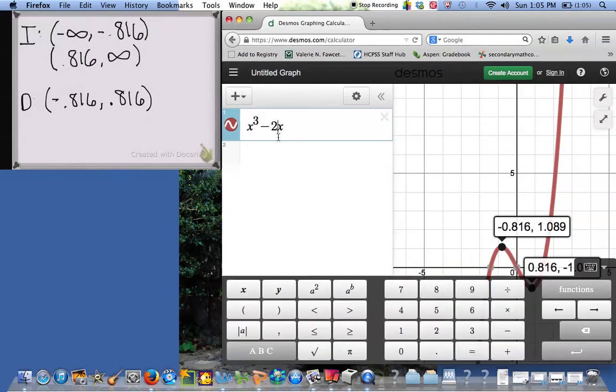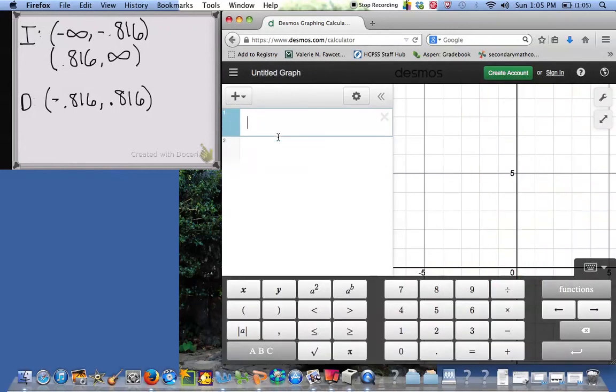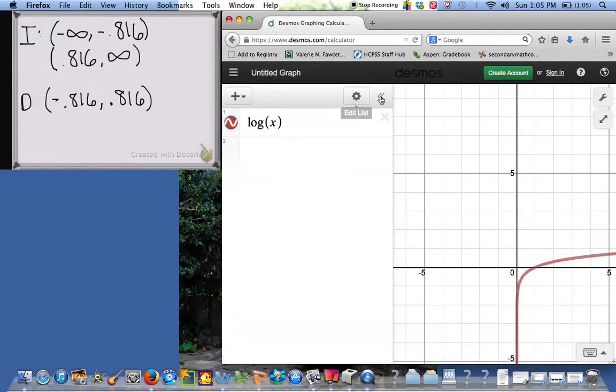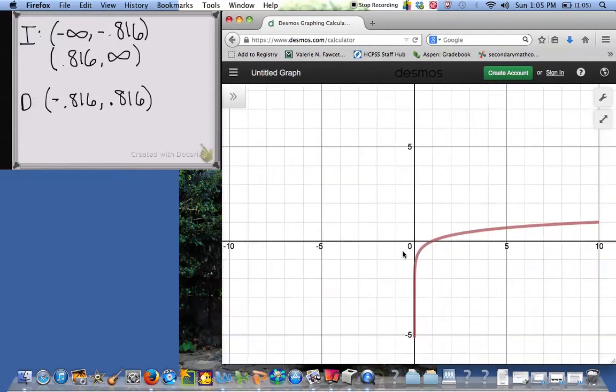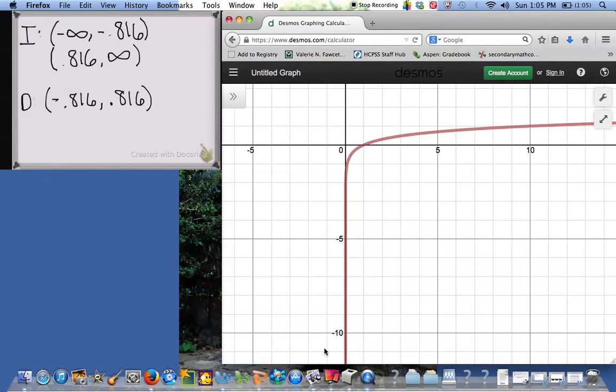Now the log curve is one that you know the shape of, but you don't know much about the function yet. But let's take a look at the graph and decide, where is this graph increasing, where is this graph decreasing? So as you can see, this graph has an asymptote here, so it never actually hits that value. But as you work your way left to right, the values are getting greater and greater and greater.